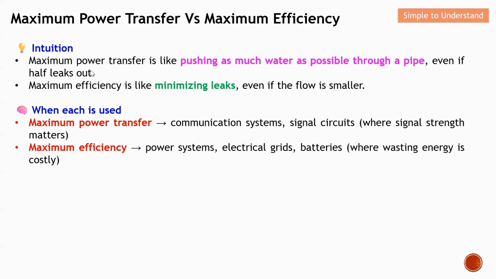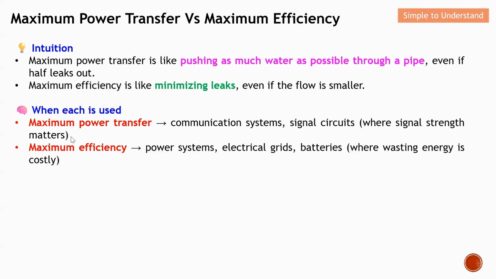As for maximum efficiency, it's actually slightly reversed. Basically, they want to minimize the leak as much as possible, although the flow will be very slow and also very small. So from here, you can see the key difference between these two, maximum power transfer and maximum efficiency. Next, let me explain when each will be used.